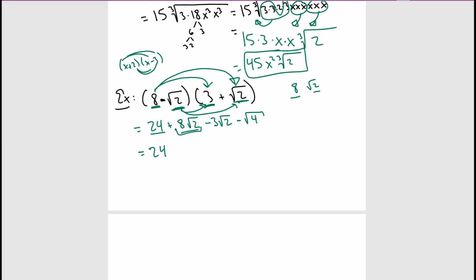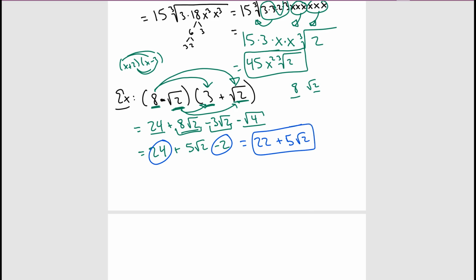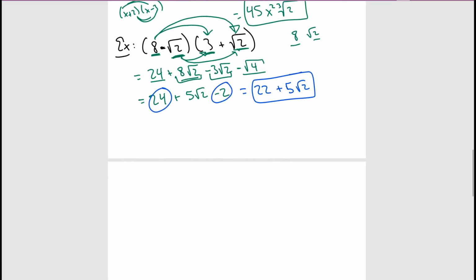These two are like terms. So this 8 square root of 2 minus 3 square root of 2 is going to give me positive 5 square root of 2. The square root of 4 is just going to give me 2, so it's minus 2. Okay, and then finally, I can just combine the 24 and the minus 2. That's going to give me 22 plus 5 square root of 2. Okay, and that's going to be my final answer. All right, so let's try another one just like that one.